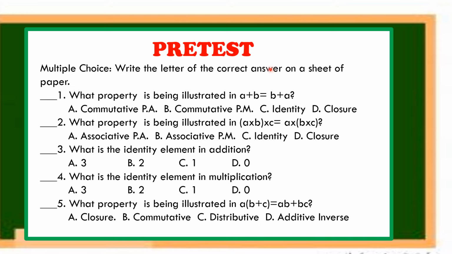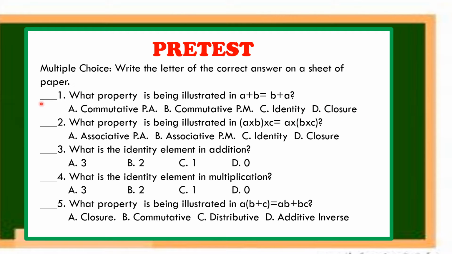We have our pretest. Multiple choice. Write the letter of the correct answer on a sheet of paper. Number 1. What property is being illustrated in A plus B equals B plus A? Letter A. Commutative property of addition. Letter B. Commutative property of multiplication. Letter C. Identity property. Letter D. Closure property.